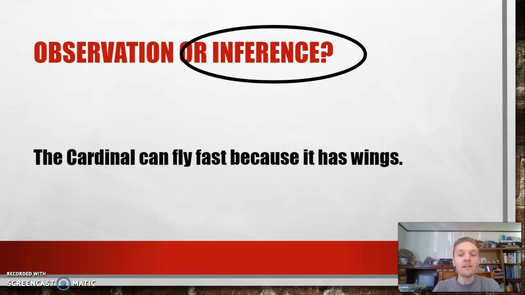It's got to be an inference because we're making a guess or an assumption. So the cardinal can fly fast because it has wings. Now, if it just said the cardinal has wings, that's an observation. But because we're making an assumption or a guess based upon that observation, it's got to be an inference. So the cardinal can fly fast because it has those wings.